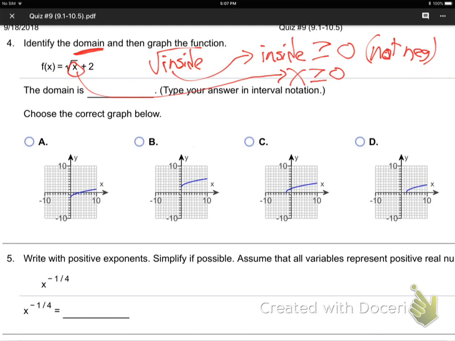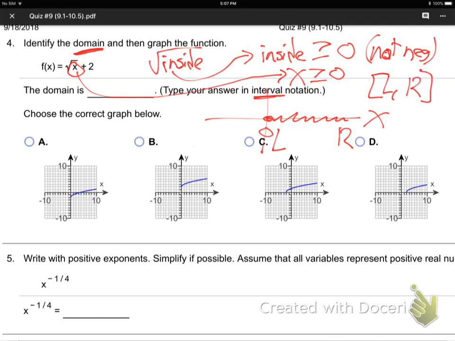So the domain, they want interval notation. How do you say that on an interval? If you had a graph, here's the x-axis, that would be 0 and everything to the right, greater than or equal to 0. Remember, an interval, you say left edge, comma, right edge. The left edge is 0. The right edge is infinity because it goes forever to the right. You put a parenthesis next to the infinity and a bracket next to the 0.